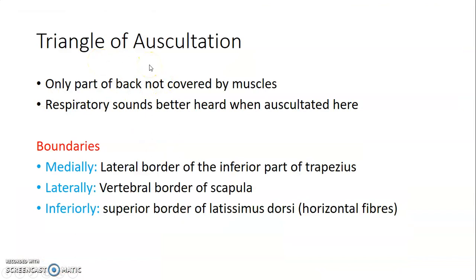So we have what you call the triangle of auscultation. It's the only part of the back that has no muscles. So it becomes best for auscultation because you hear sound better. If you place the stethoscope there, you're likely to hear the breath sounds from the lung.